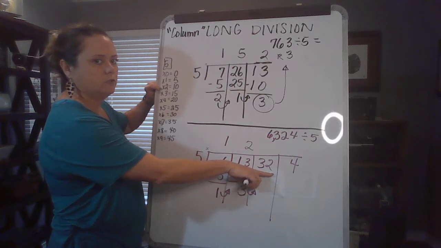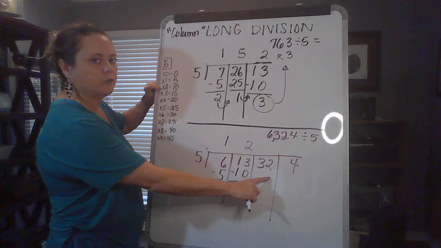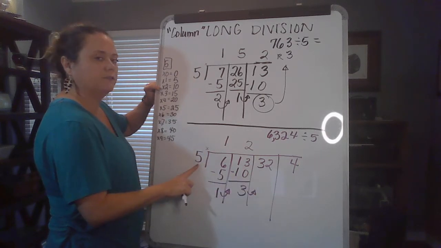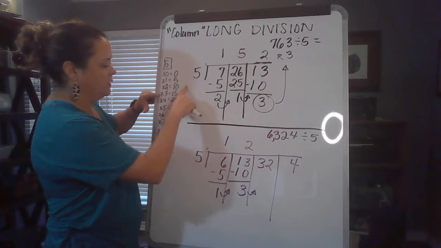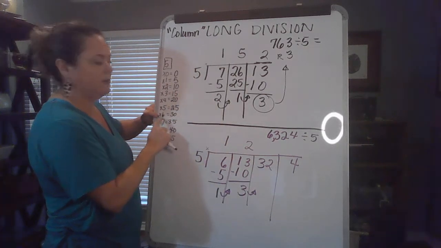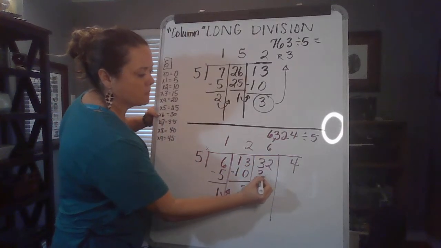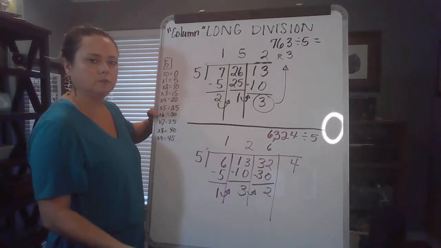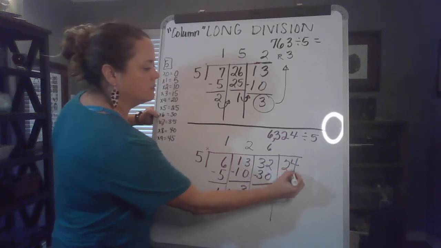Repeat. 32. 5 times what gets me close to 32? Or you can ask yourself, how many groups of 5 can I make with 32 items? Well, I can make 6 groups because 5 times 6 is 30. Subtract. Gives you 2. And we're going to give that next door.